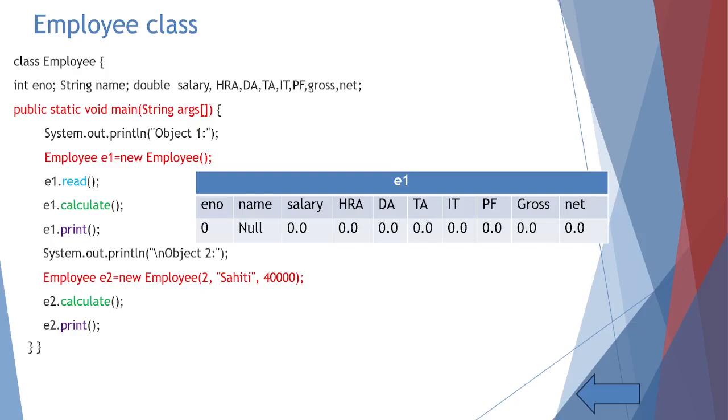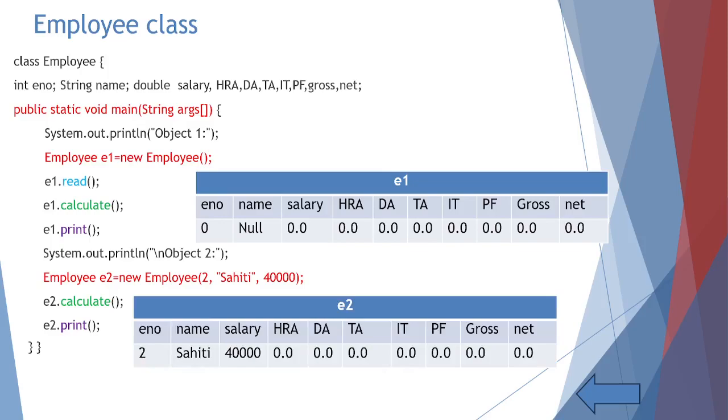Now if you see object 2, Employee e2 is equal to new Employee. This is a parameterized constructor taking three parameters. What are they? Employee number, name, and salary. Then e2.calculate. See here, e2.read is not required because the parameterized constructor is acting like the read method. So e2 will have already read employee number, name, and salary. e2.calculate will calculate, e2.print will print.